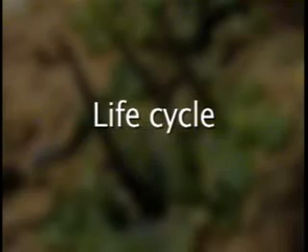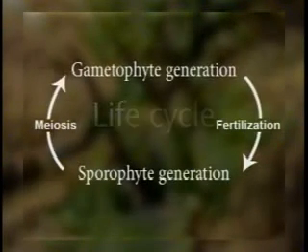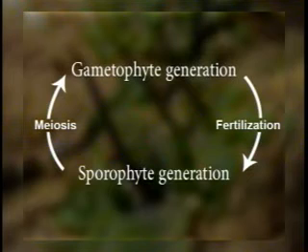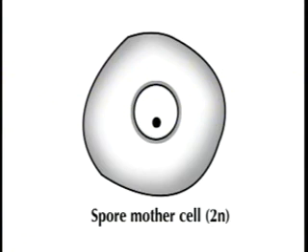Now let's conclude the topic by discussing the overall life cycle of the genus. The life cycle of Anthoceros consists of 2 regularly alternating generations, which include the gametophyte generation and sporophyte generation, with meiosis and fertilization as its 2 critical components. Gametophyte generation or the haplophase starts with the formation of spores. The spores are differentiated from the spore mother cells.